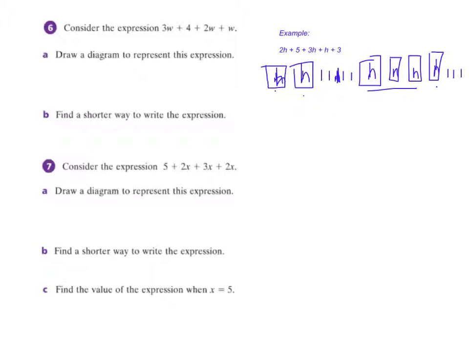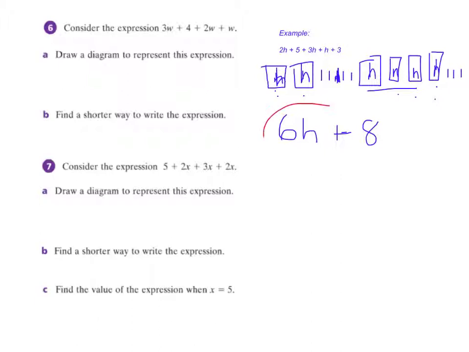Okay. So find a shorter way to write the expression. So that's what we have to do now. So how many H's have I got? 1, 2, 3, 4, 5, 6. So I've got 6 H's. And how many? 1, 2, 3, 4, 5, 6, 7, 8. Plus 8. So there's my new expression.